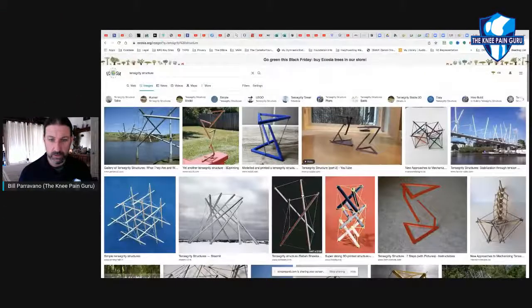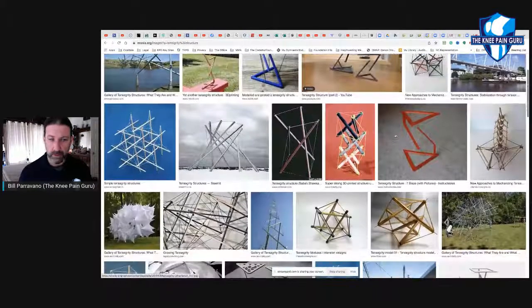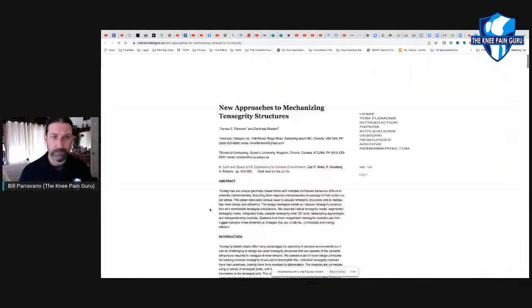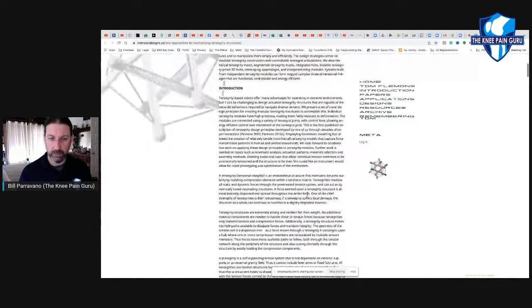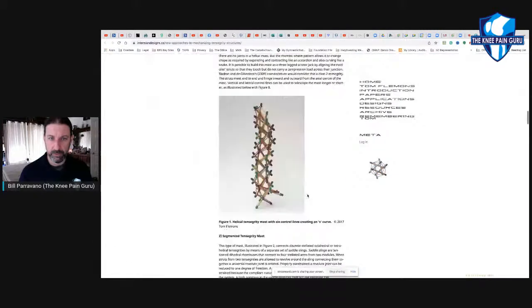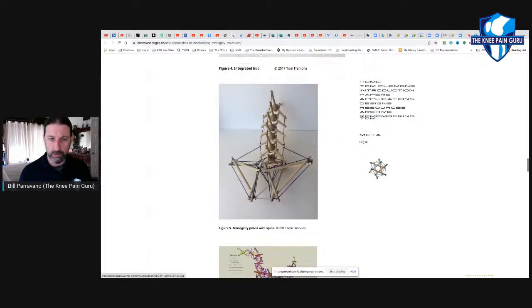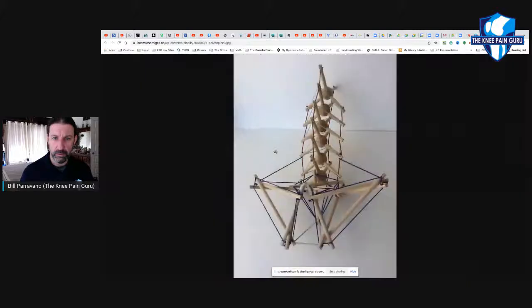in the structure. Here, I'm going to share the screen, tensegrity structure, right here. Okay, so these are tensegrity structures. This is actually a tensegrity structure of the spine. There it is. Tensegrity structure of the spine. So if we can make this a little bigger. There we go. So there's the tensegrity structure of the spine.